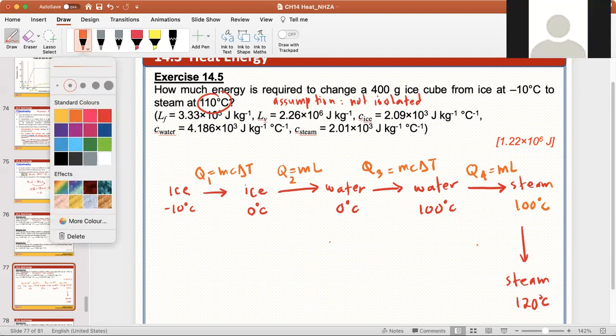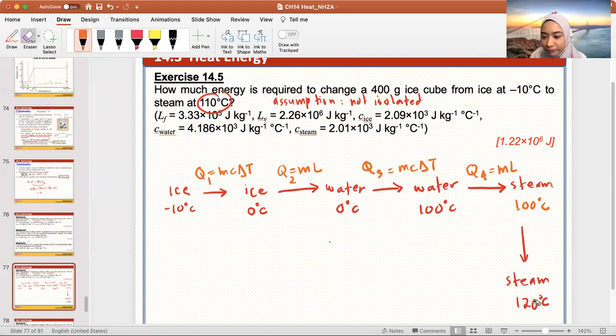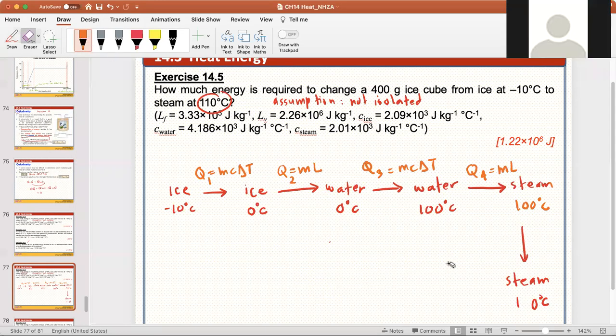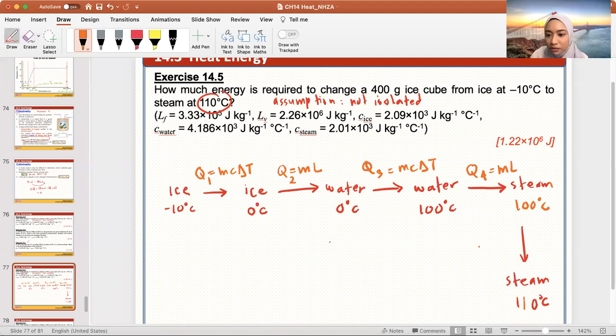100. 110. Oh, 110, thank you. I didn't notice. This guy is 110. So this is Q5 equals MC delta T. Okay, so now we have 1, 2, 3, 4, 5 Qs that we need to calculate. So let's do that.